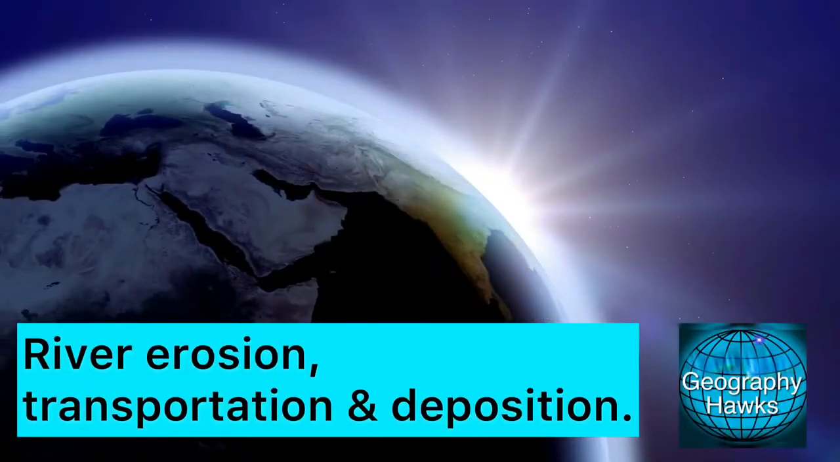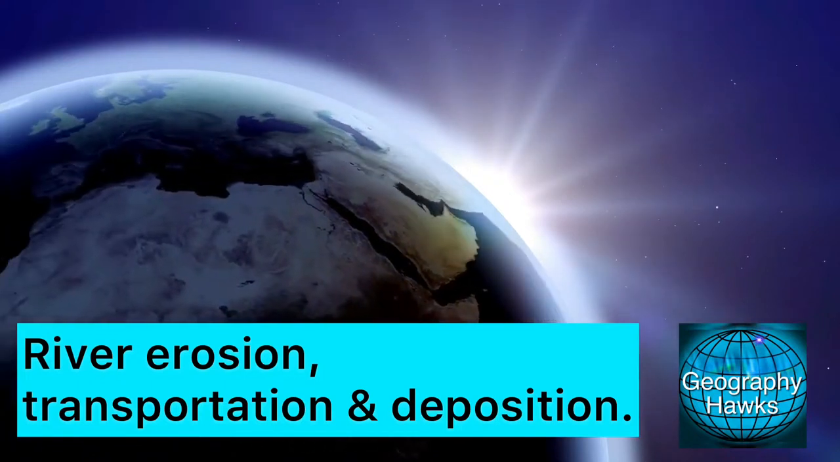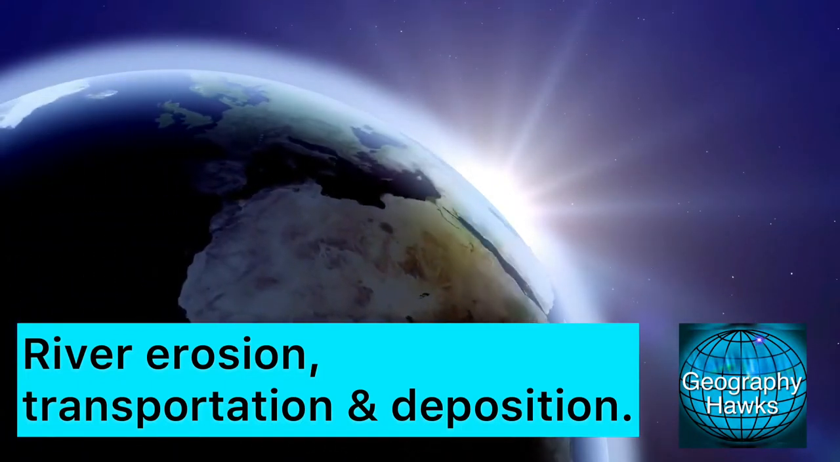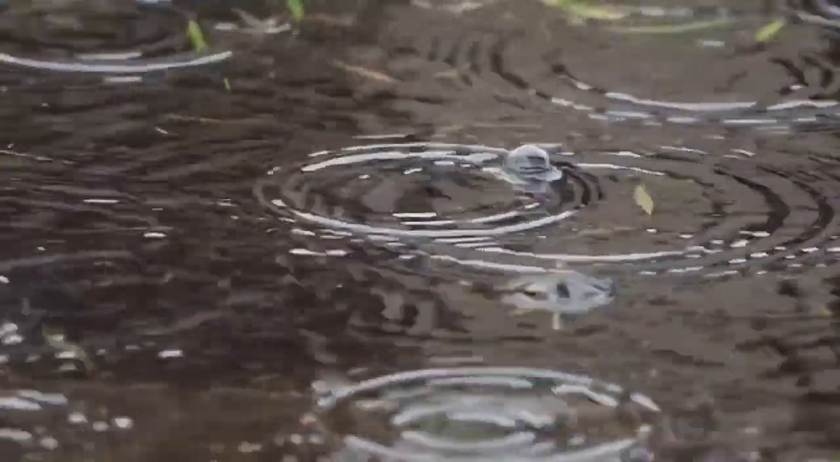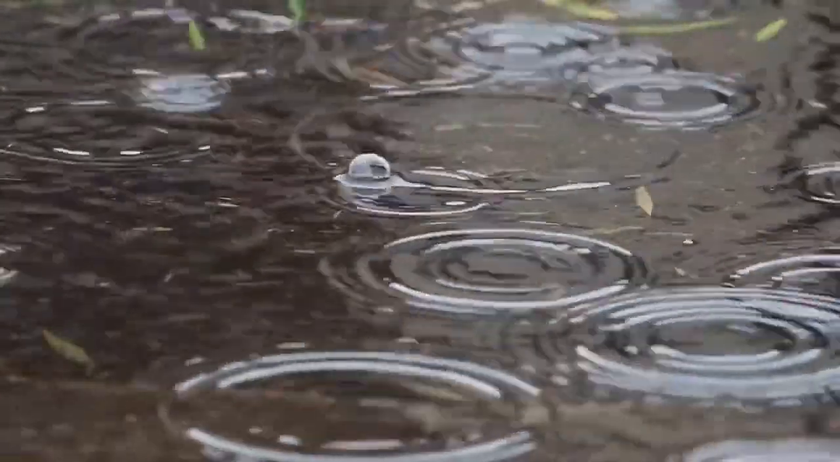Erosion, transportation and deposition all work along the course of a river. Let's find out how and where these processes take place. After rainfall, a river can develop more energy to erode its channel.